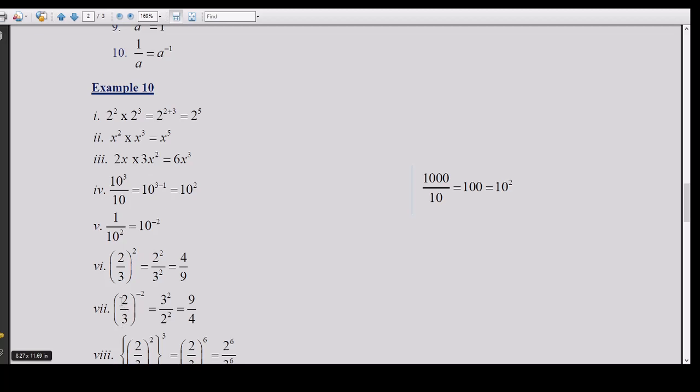If you have 2 by 3 to the power minus 2, then what will you do? Instead of 2 by 3, you'll write 3 by 2, so 3 square by 2 square, which is 9 by 4. Clear? Because 2 to the power minus 2 will go down. Minus will become plus if you place it as a denominator. 3 to the power minus 2 will become plus power 2 if you take it to the numerator. Clear?